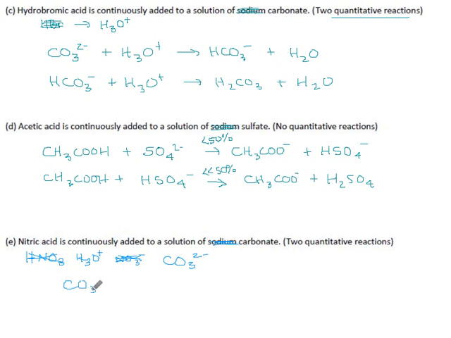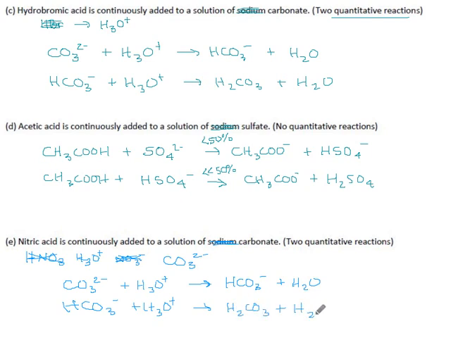We can say carbonate reacts with hydronium and produces hydrogen carbonate and water. And if we keep the acid coming, we can get hydrogen carbonate to react with yet more acid. We'll get carbonic acid and one last water.